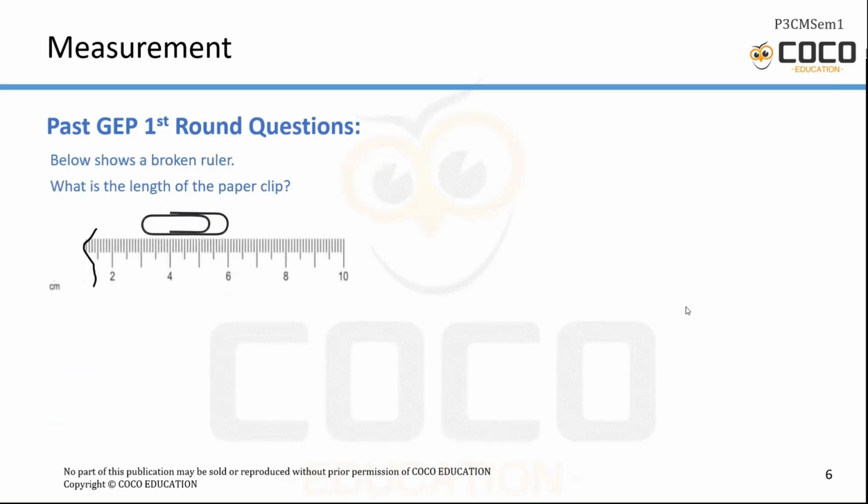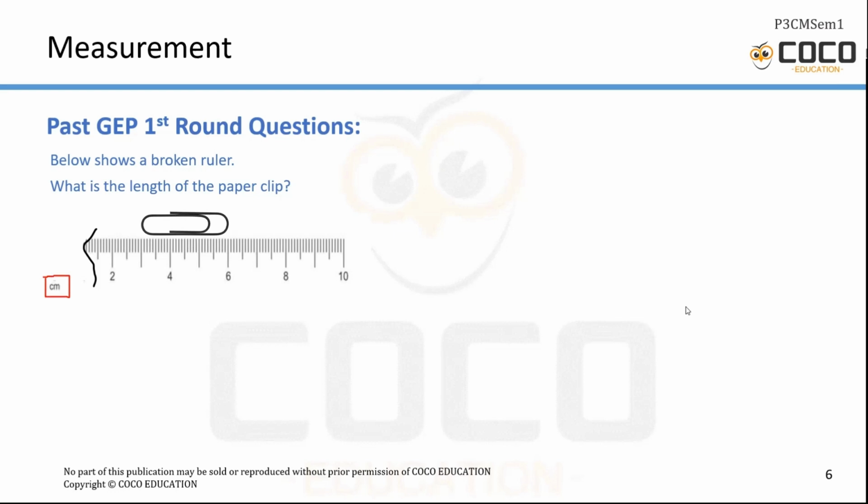All right. So next one, we move on to the length. So for the length, normally they will test together with a ruler. So they give you this ruler, below shows a broken ruler. And we can say from here first, the unit is cm. Okay, the unit shown here is cm.